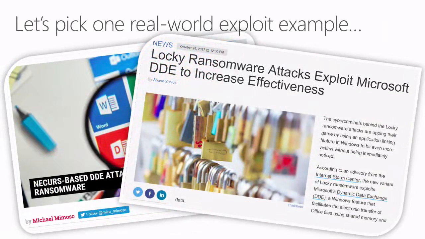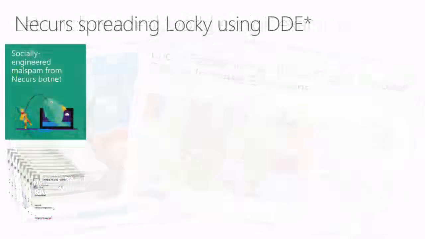I wanted to pick one real-world exploit example to show you guys how ASR can actually be put to good use. And so we're going to look at this one that was actually a really interesting case of Locky ransomware being installed on our users' machines via a DDE exploit. So what we start with here is socially engineered mal spam, so spam emails that Locky had actually rented a bit of the Necurs botnet. So this botnet was basically distributing spam on their behalf.